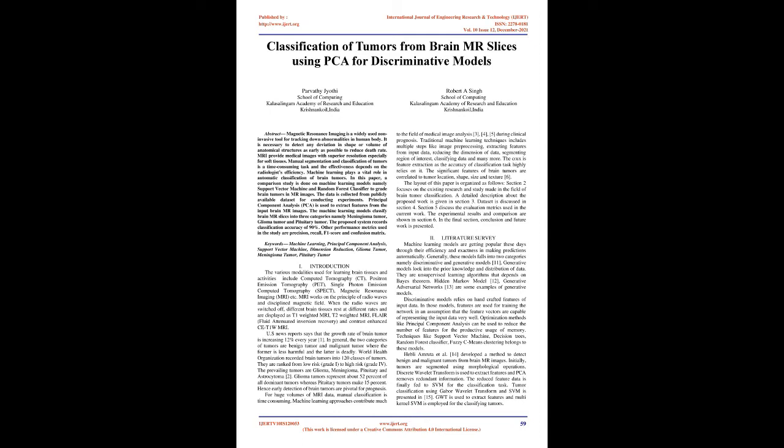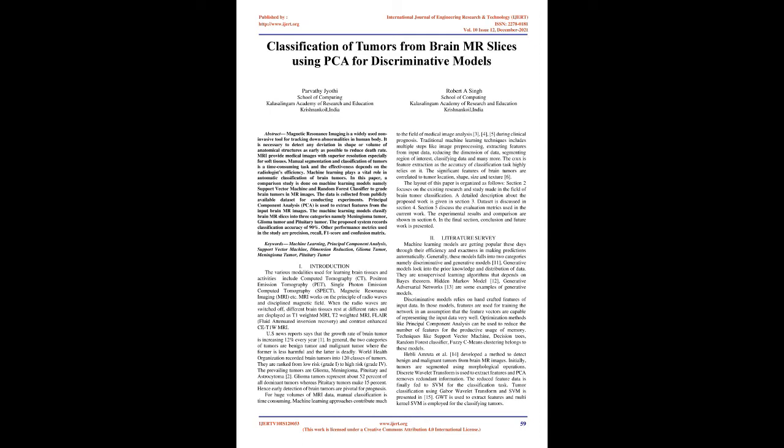Principal component analysis, PCA, is used to extract features from the input brain MR images. The machine learning models classify brain MR slices into three categories, namely meningioma tumor, glioma tumor, and pituitary tumor. The proposed system records a classification accuracy of 90%. Other performance metrics used in the study are precision, recall, F1 score, and confusion matrix. Keywords: machine learning, principal component analysis, support vector machine, dimension reduction, glioma tumor, meningioma tumor, pituitary tumor.